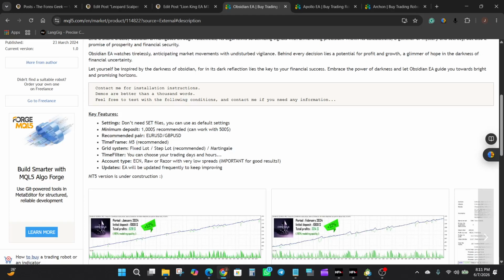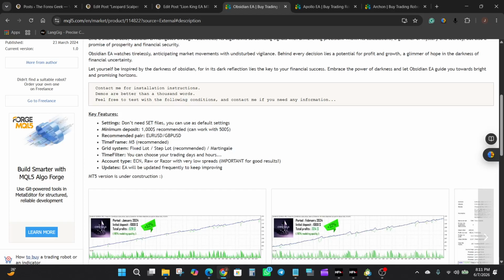One interesting point mentioned on the page is that the EA supports multiple trading modes, including fixed lot, step lot, and martingale options. There is also a built-in time filter that allows traders to choose specific trading days and trading hours, giving additional flexibility when the system is allowed to operate.